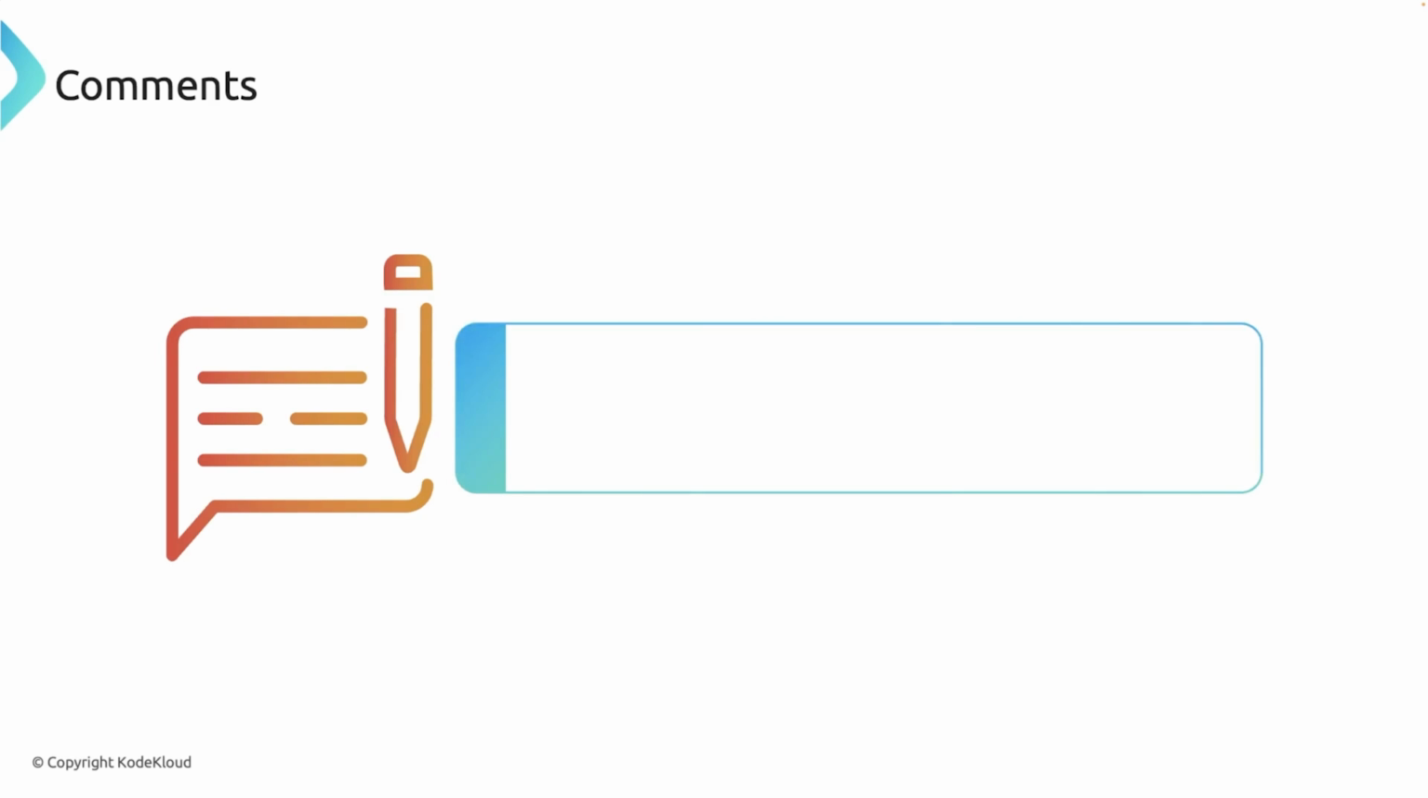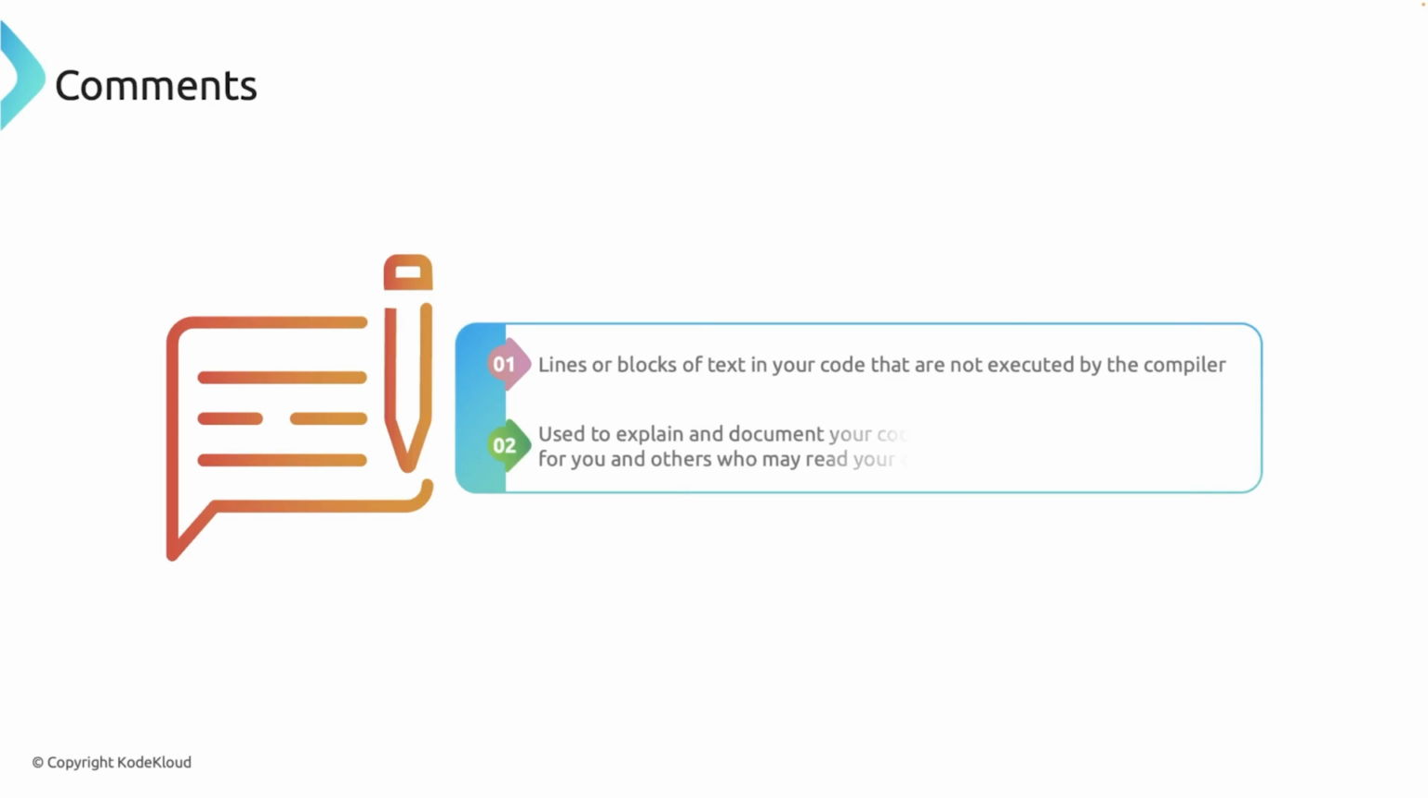In this module, we'll be learning about comments in Rust. So comments are a crucial part of writing clean, understandable code. So let's dive in. First, let's define what comments are. Comments are lines or blocks of text in your code that are not executed by the compiler. They are used to explain and document your code, making it easier to understand for yourself and others who may read your code in the future.